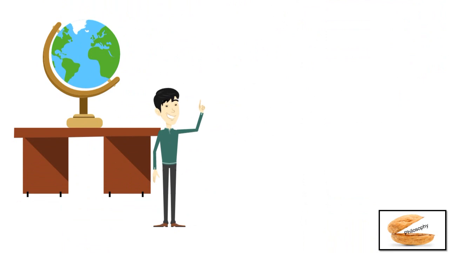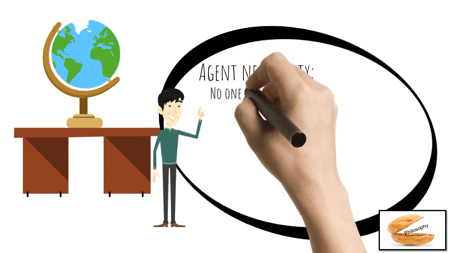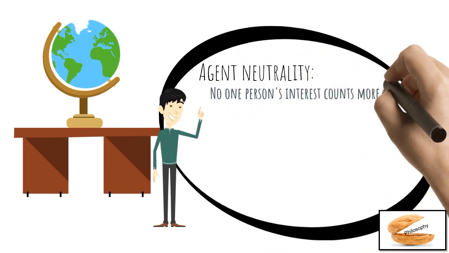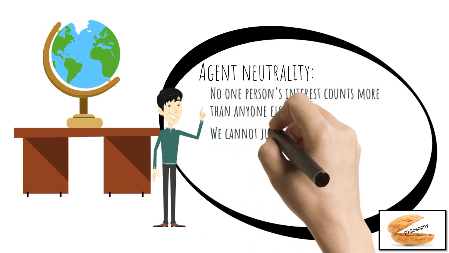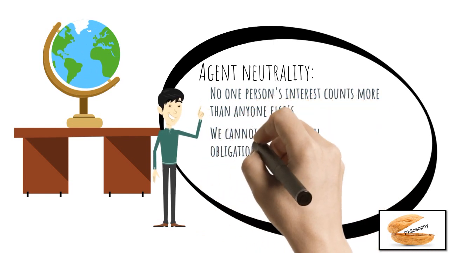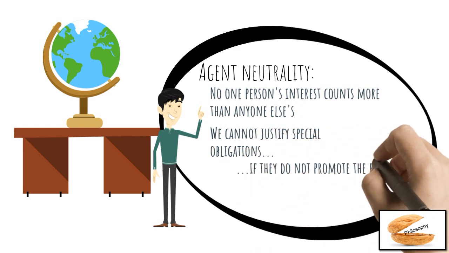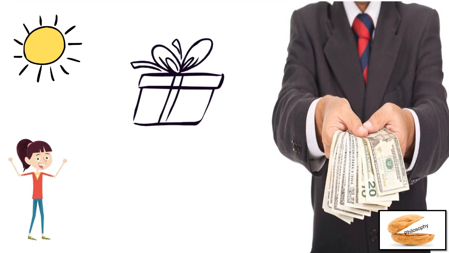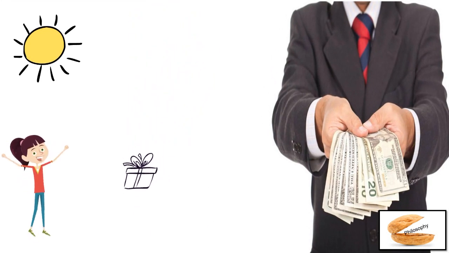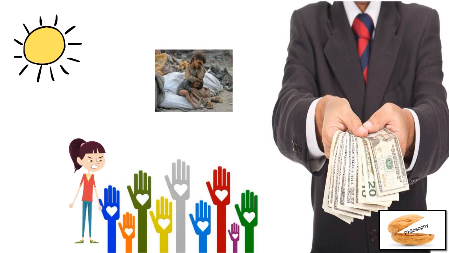This relates to the so-called principle of agent neutrality. No one person's interest counts more than anyone else's. According to the consequentialists, we cannot justify special moral obligations to close relatives, to fellow countrymen or any other if such obligations do not promote the best overall consequences. I may, God forbid, have to give my daughter a smaller birthday present, or even no present at all, to prioritize spending the money on charity instead, where they can bring about the most good.